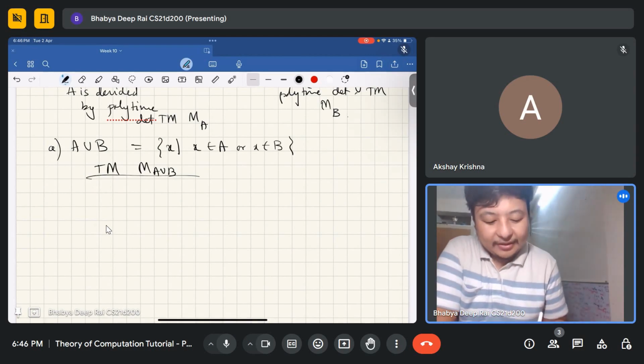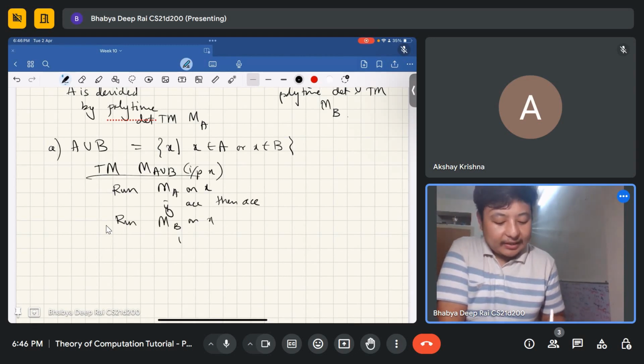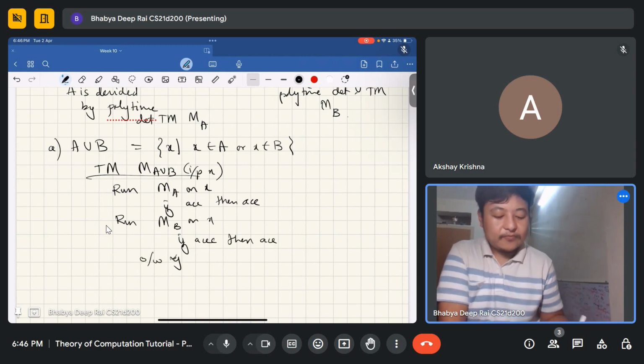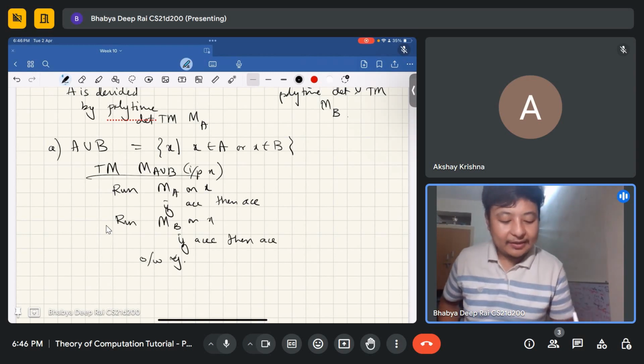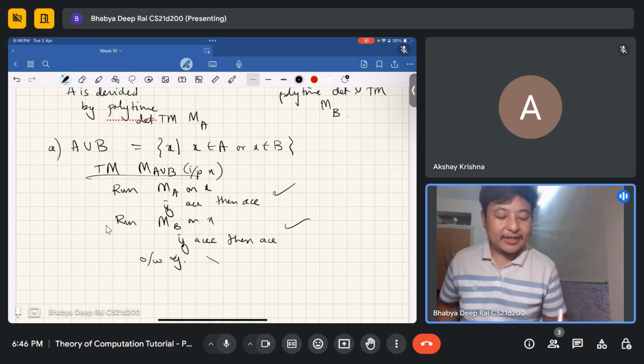If in either case, okay, the input is x. Run MA on x. If it accepts, then accept. If no, then run MB on x. If it accepts, then accept. Otherwise, reject. So if it is in A, then it will be accepted here. If it is in B, it will be accepted here. If it is in neither, then it will not be accepted. But anyway, A union B will not contain those kinds of strings.